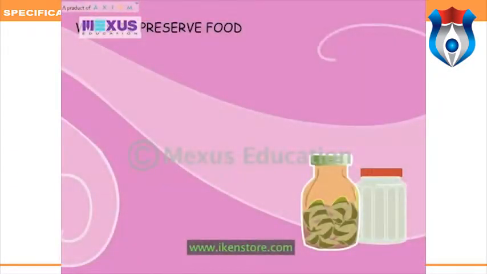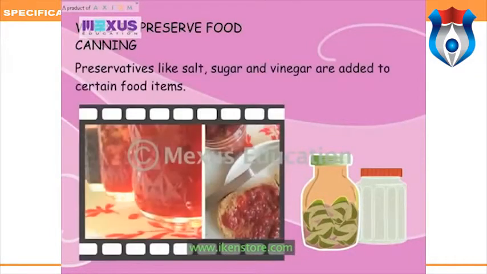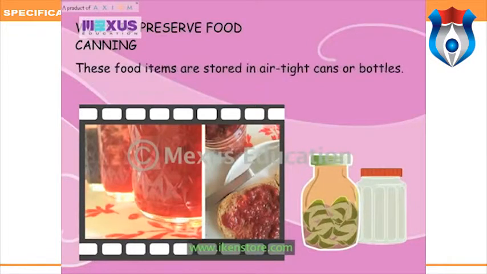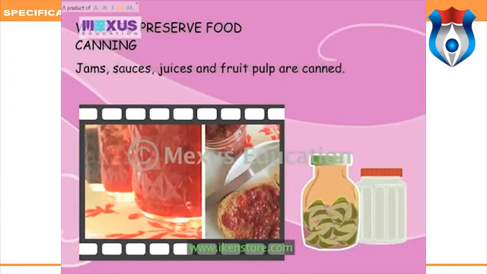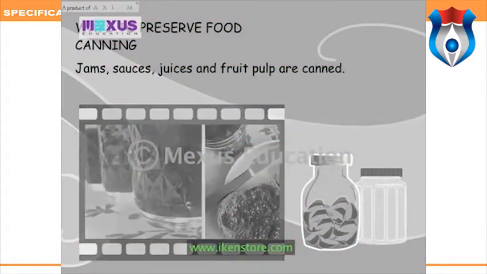Ways to preserve food. Canning. Preservatives like salt, sugar, and vinegar are added to certain food items. These food items are stored in airtight cans or bottles. Jams, sauces, juices, and fruit pulp are canned.